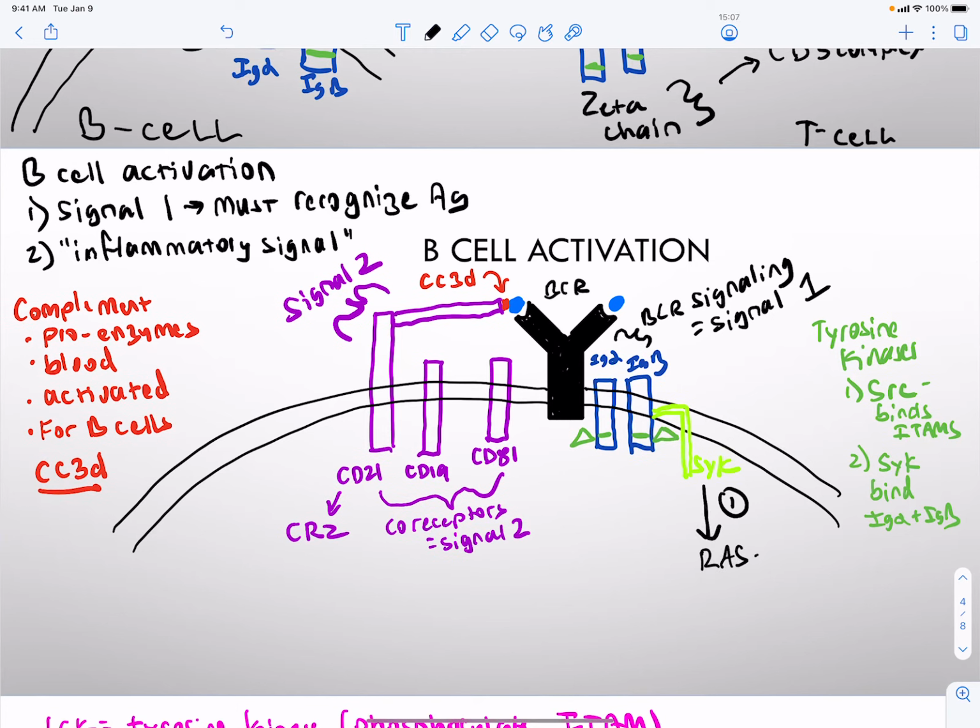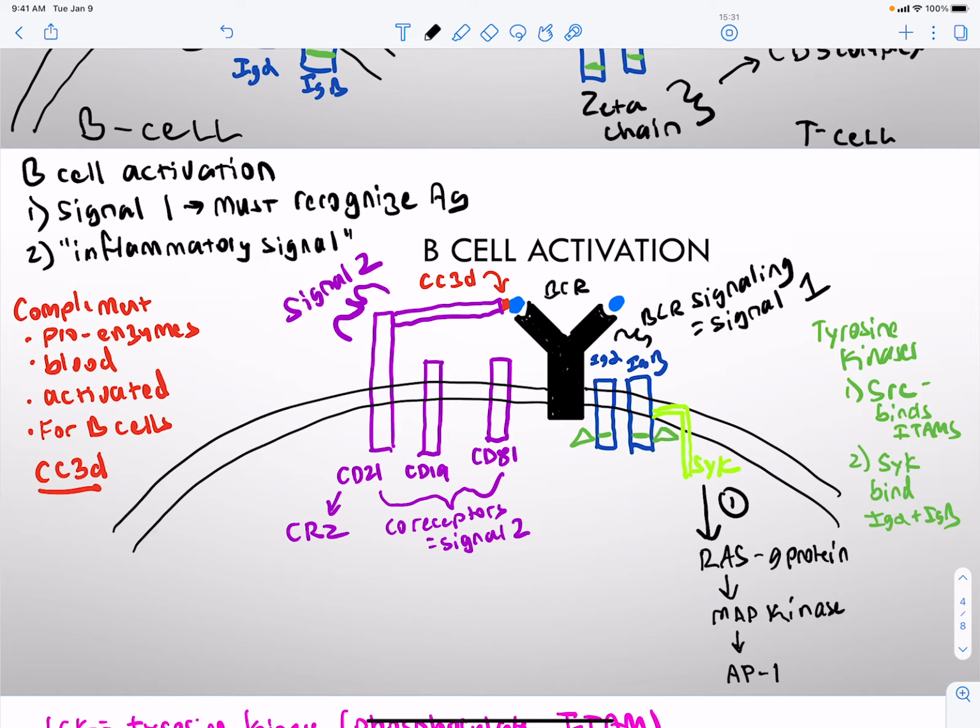Now, RAS is a G protein, so it reacts with GTP. RAS is going to activate the MAP kinase, similar to what happens in insulin signaling. And then this MAP kinase is going to activate the transcription factor AP1. And so that is activator protein 1.